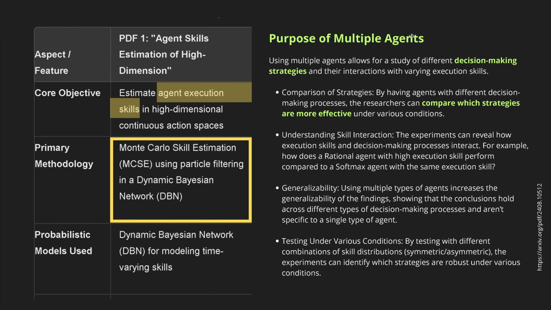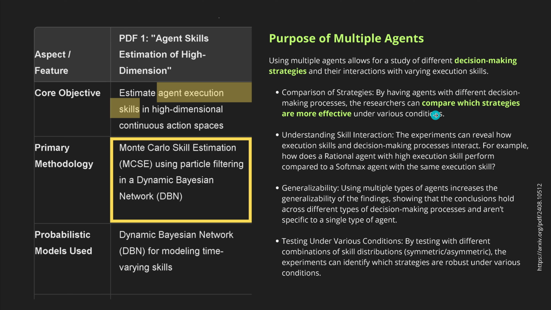And now we are there, because now we understand how those multiple agents perform. We see the events, we see their actions, and now we can compare them. And now we can say, okay, here the softmax agent delivers a good result, or here this random action is really necessary to jump out of a local minimum, for example. So using these multiple agents now allows different decision-making strategies to be explored, plus their interaction with varying execution skills. So here we go.